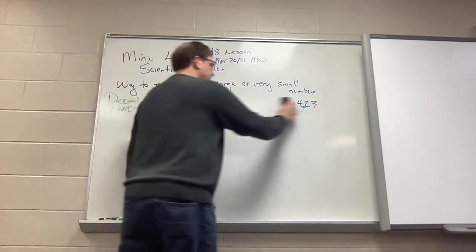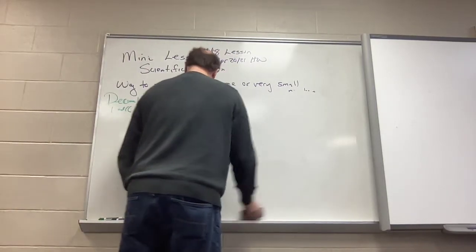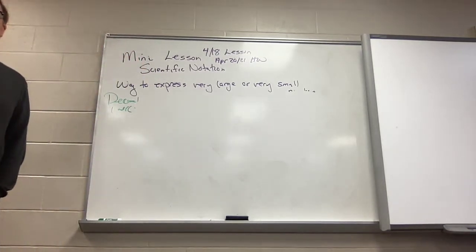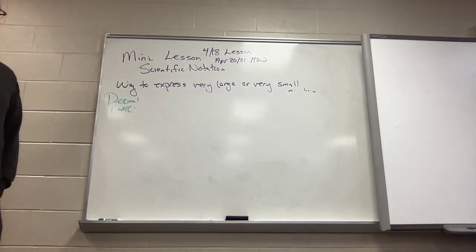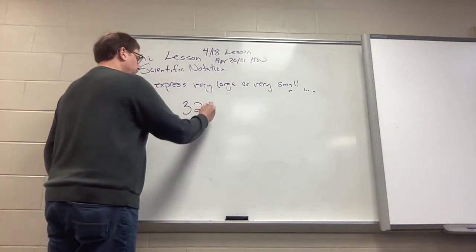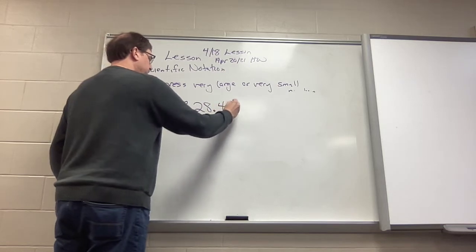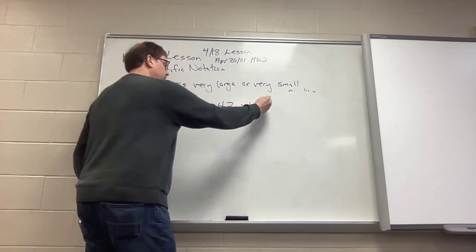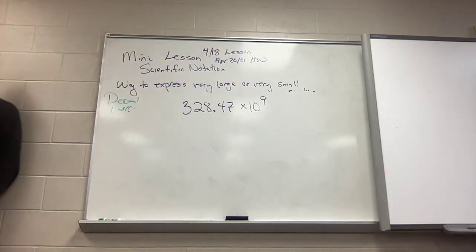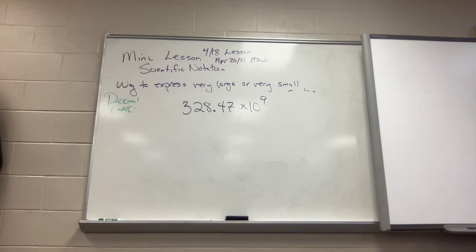Now, there's going to be some numbers, possibly at the end of an answer, that are sort of scientific notation, but they're not. You might get some kind of answer of 328.47 times 10 to the 9th power. That will possibly be at the end of some kind of scientific notation problem. All right, well, that answer is not in scientific notation.